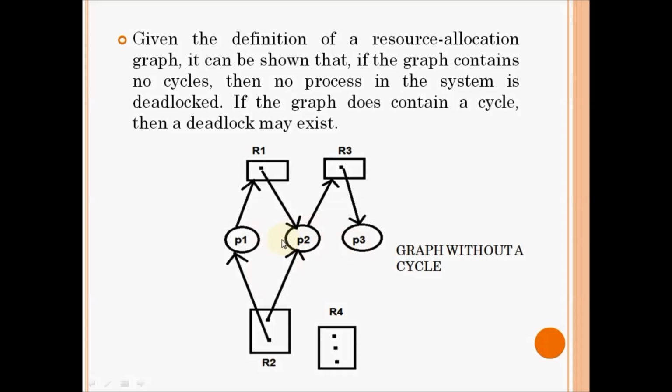Why is there no deadlock here? Obviously, this graph doesn't have any cycles. You can see here, we don't have any cycle. See the arrow marks, there is no cycle here. Obviously, if there is no cycle, no deadlock will be there. So P1, P2, P3 can execute without any problem. So this is the first case: a graph without a cycle doesn't have any deadlocks.